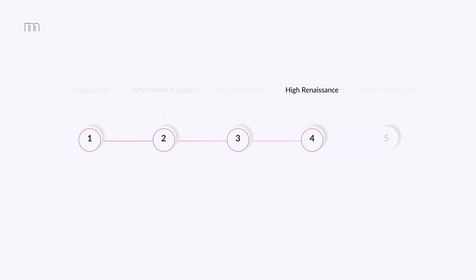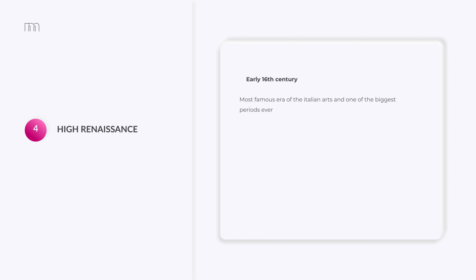After the early Renaissance comes the High Renaissance. The High Renaissance took place in the 16th century and is the most famous era of the Italian arts and one of the biggest periods ever. The art movement that developed in Florence moved to Rome and Venice.